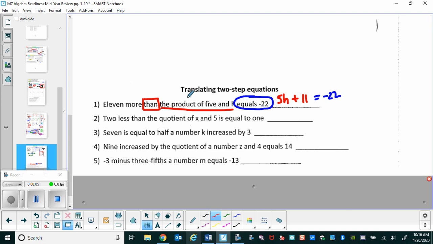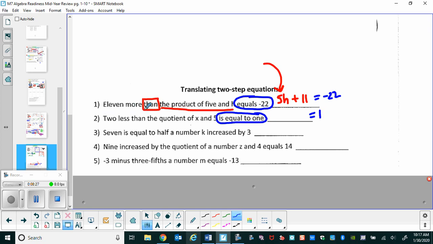And of course, I wanted to review here that product of 5 and h. You've got the product right there with your coefficient, 5 times h. Now it's increased by 11, 11 more, and that equals the -22. Now we have another "than" here, and then we also have the "is equal to," so I'm going to go ahead and take care of the "is equal to" first.